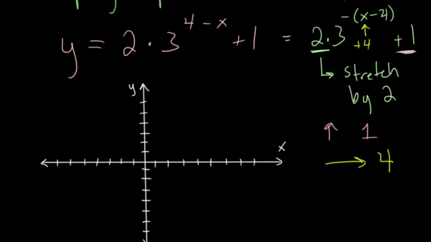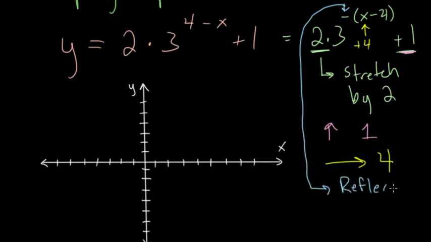And then lastly, we have this negative right here that's in the input. And that negative essentially means that we're going to reflect about the y-axis. So that is a reflection about the y-axis. Essentially, the x values are being swapped. If you had a 2 for an x value, now you essentially want the opposite of that, which would be minus 2. So it essentially flips the graph about this y-axis.